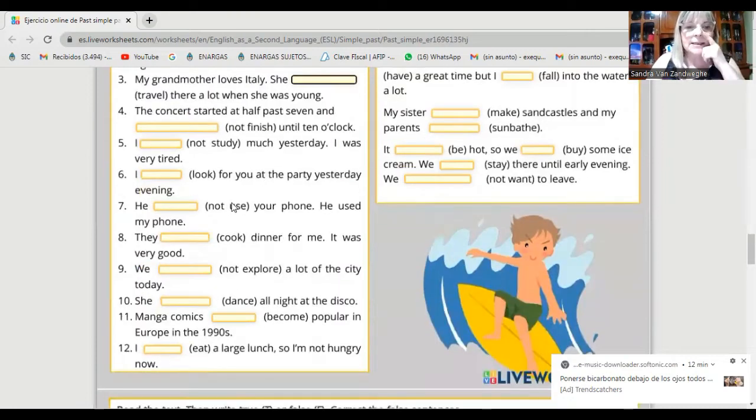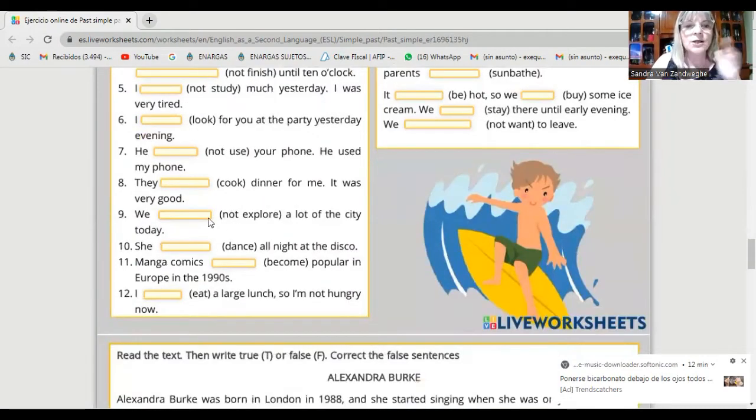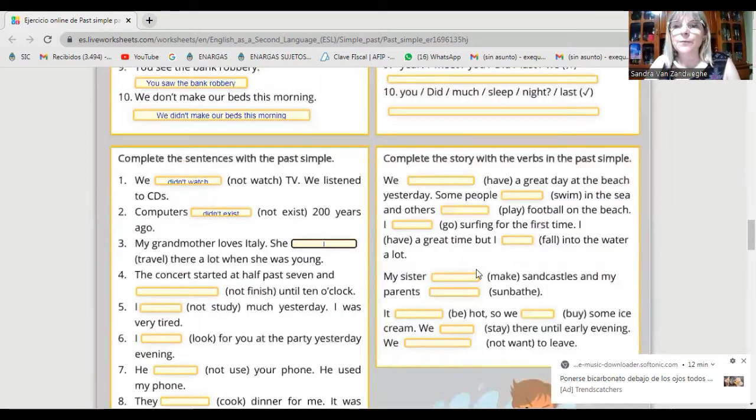Bueno, y así van a trabajar con todo. Cuando tienen el not, we didn't explore. Bueno, ¿ok? I ate a large lunch, so I'm not hungry now. Ahora, complete the story with the verbs in the past simple. De nuevo, we had a great day at the beach yesterday.